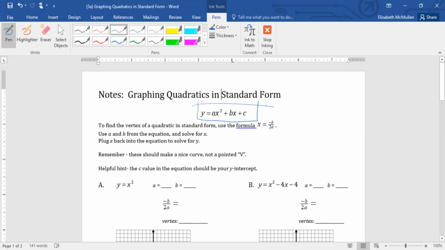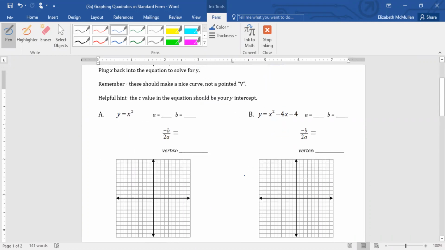All right, so for step one, we're going to find the vertex of a quadratic equation in standard form. We're going to use the formula x equals negative b over 2a. This is where this a and this b come in. We're going to use a and b from our equation and solve for x. And then once we have a number for x, we're going to plug that back into our equation and solve for y.